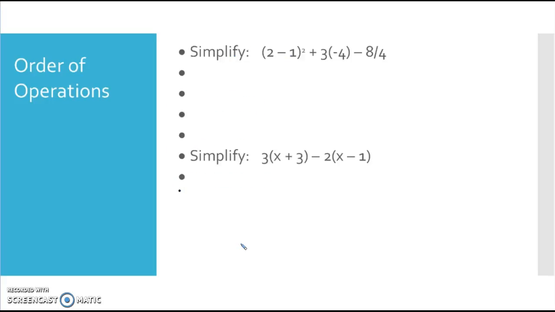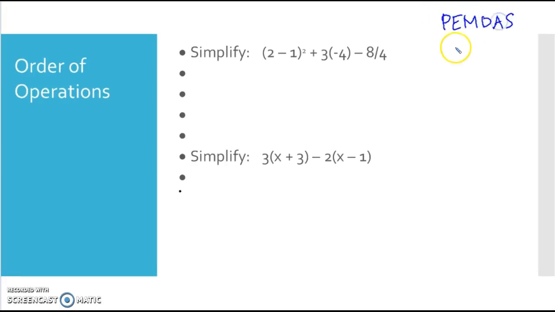So we're going to simplify these equations first. Okay, so we have no variables in the first one. We're just going to simplify using order of operations. So PEMDAS, first comes the parentheses. I've got one set here that actually has an operation inside. This around the -4 is just telling me to multiply 3 times -4. So I'm going to start with simplifying 2 minus 1, which is 1. So I've got 1 squared plus 3 times -4 minus 8.